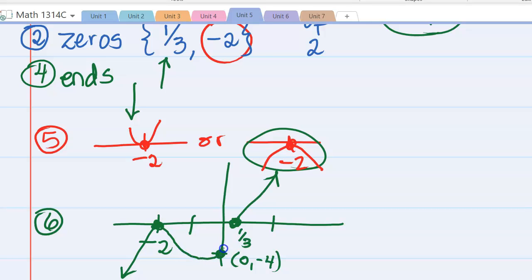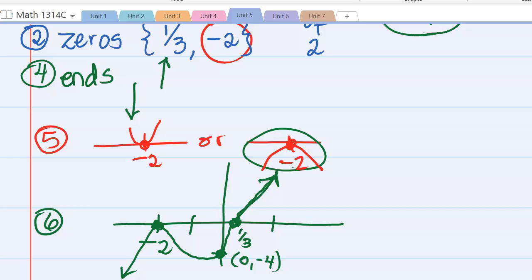We're going to hit the y-intercept and go up to the x-intercept of 1/3, 0. And since this one has a multiplicity of 1, we will go straight through it and connect to the end behavior arrow that is rising to positive infinity.